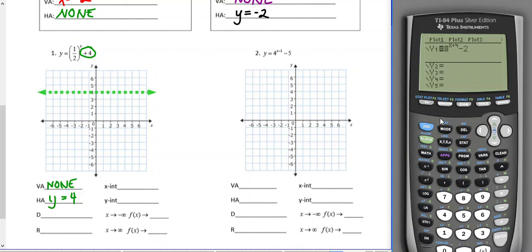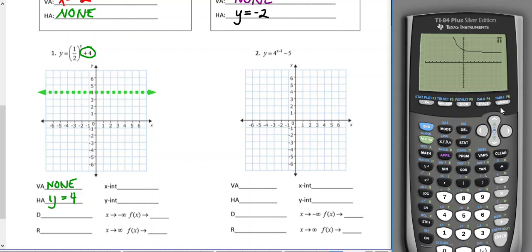Then to graph it, go to my calculator. I'm going to type in parentheses 1/2 to the x power, and then +4. Can hit graph to see what it's going to look like.